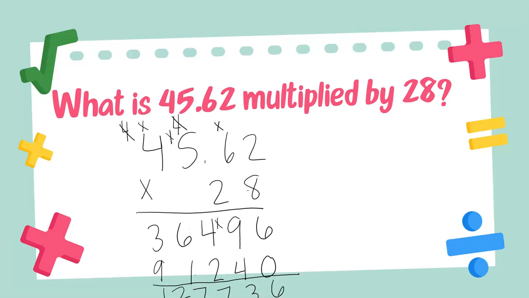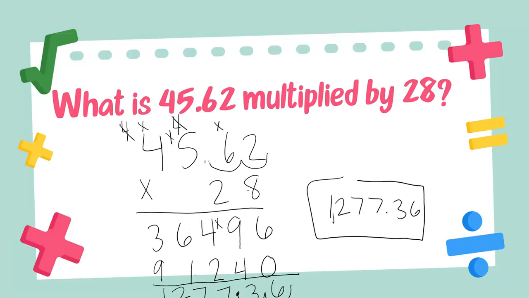So this is the important part when you're multiplying decimals, that you have to remember to account for the decimal point. And we're going to do that by seeing how many decimal places were in our original multiplication problem. 28 did not have any, but 45.62 has 1, 2. We have moved that decimal point 2 places to the left. We need to do that as well in our final answer. So 1, 2. That will give us our final answer of 1,277.36.